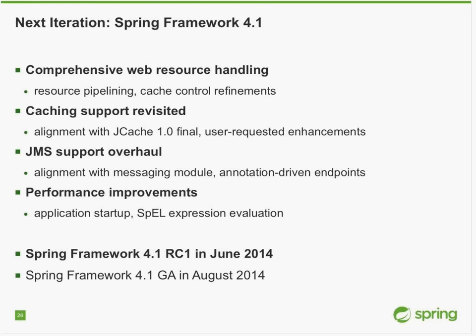So there are quite a few work areas where we are comfortable with to deliver the release candidate in June here. The chances are that the next iteration is also going to be about 8 months. So that would be Spring Framework 4.2 in like April 2015.